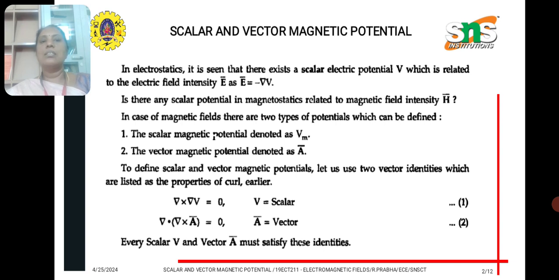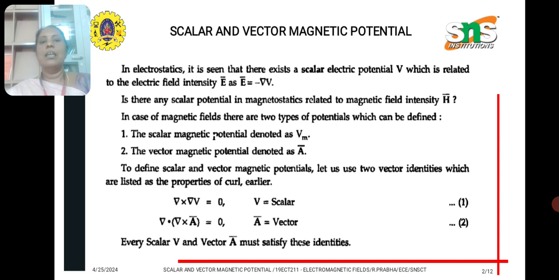One is called scalar magnetic potential denoted by Vm, and another one is vector magnetic potential denoted as A vector. To define the scalar and vector magnetic potential, we use two identities which are listed by the properties of curl. That is del cross del V is equal to 0, here V is the scalar, and another equation del dot del cross A is equal to 0. Here A is the vector.